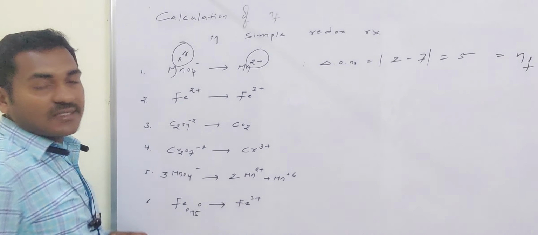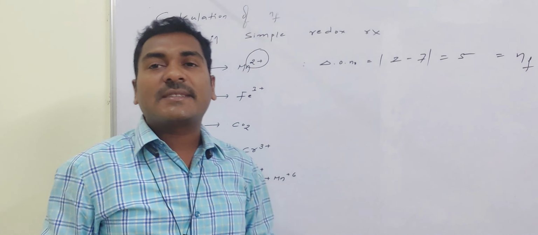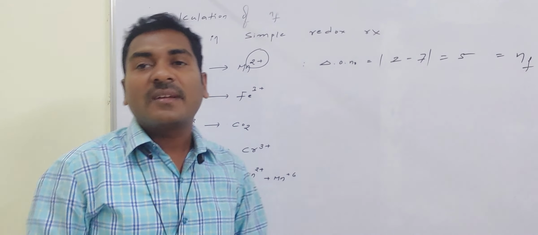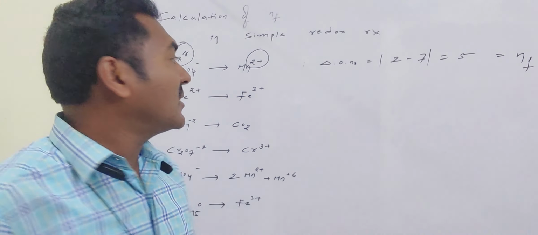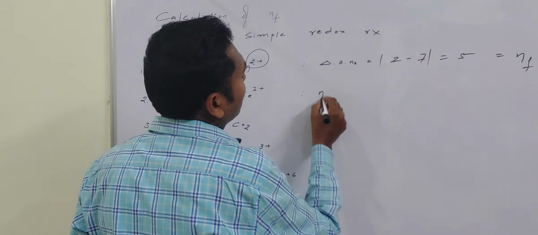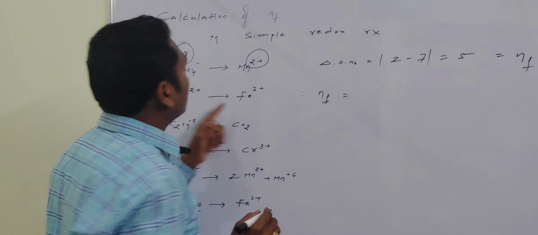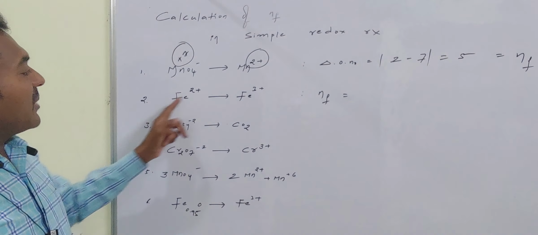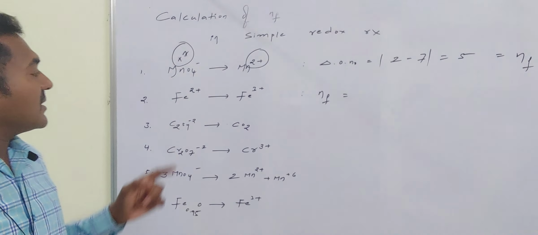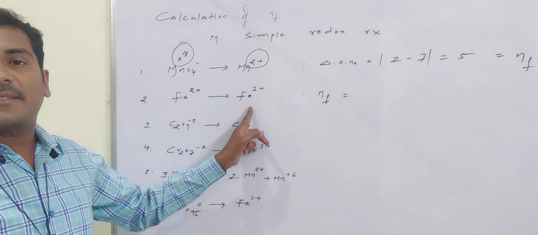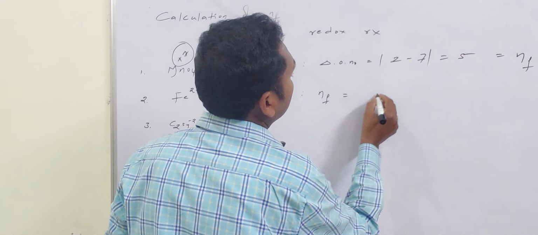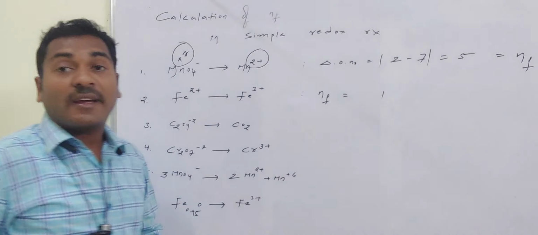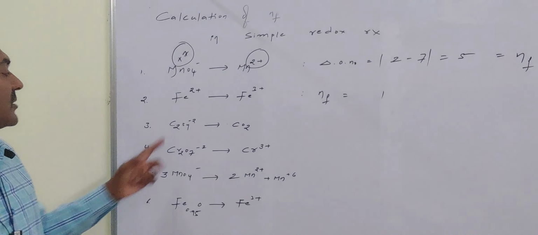Suppose in the second case, there is a compound with the oxidation number of ferrous as +2. That +2 oxidation number compound is converted to +3. In this case we find the N factor for ferrous. By maintaining the law of conservation of ferrous atoms, one ferrous in the reactant gives one ferrous in the product, and the change in oxidation number, 3 minus 2, is found to be 1. Hence the N factor is equal to 1.